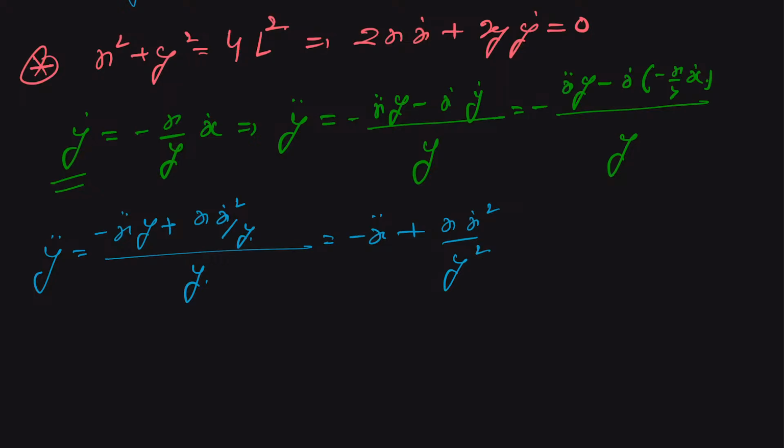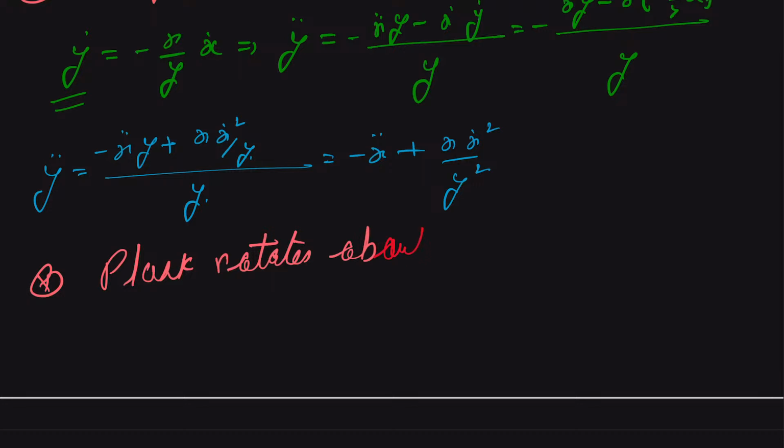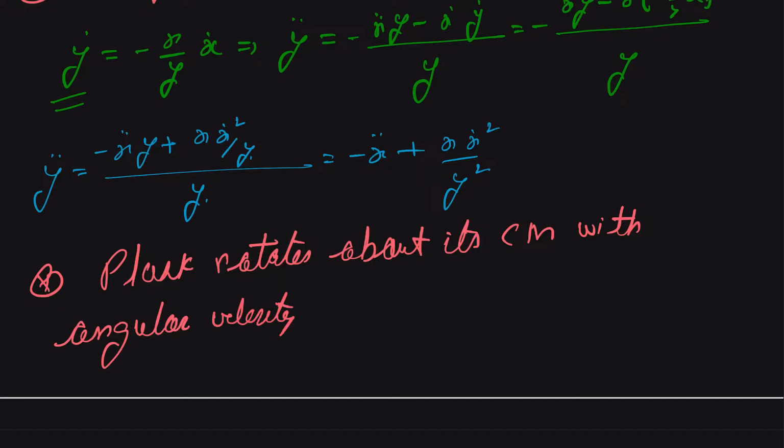Now we can easily find our angular velocity, because angular velocity is equal to the derivative of theta. For that, suppose the plank rotates about its center of mass with angular velocity omega, and that will be equal to theta dot.